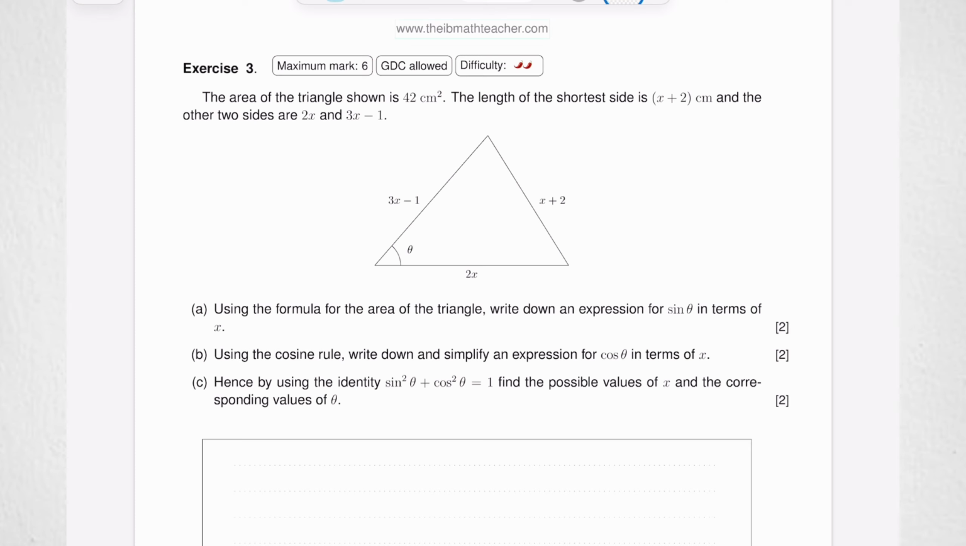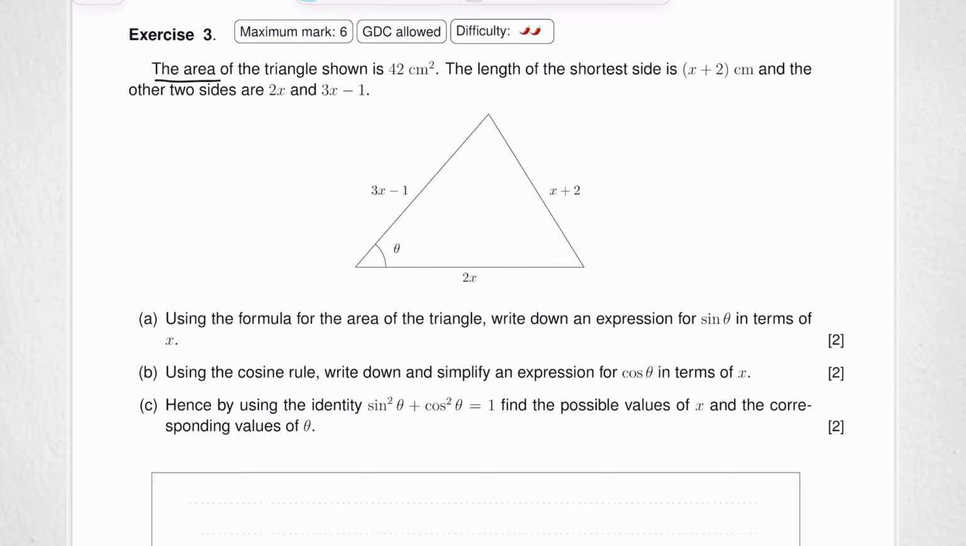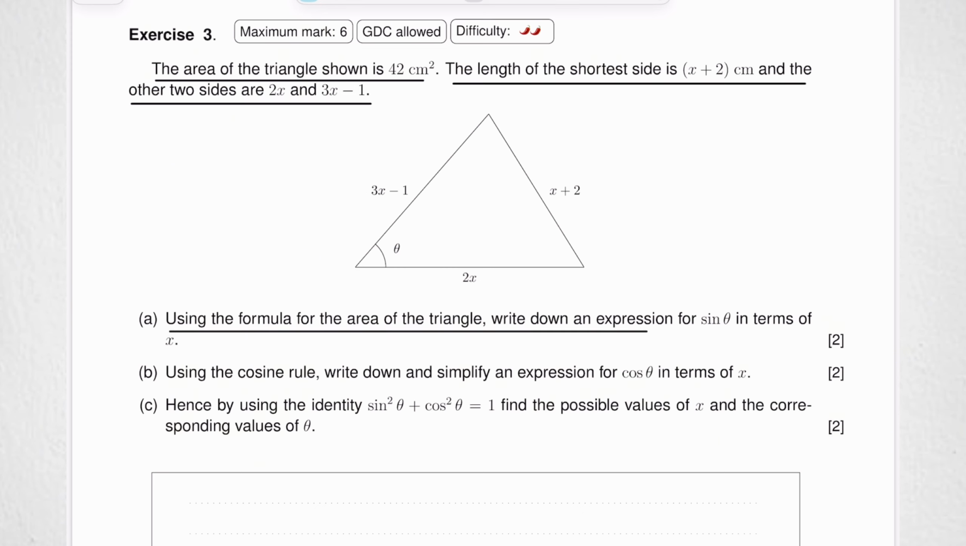In this question number 3, we have a trig question, of course, topic 3, trig, that involves area of triangles, the cosine rule, and a trig identity. So lots of concepts inserted into the same question. So let's tackle it. We know for a fact that the area of this triangle is 42. We have sides x plus 2, which is the shortest one, and the other ones are 2x and 3x minus 1. Now, using the formula for the area of the triangle, we're going to write down an expression for sine of theta in terms of x.